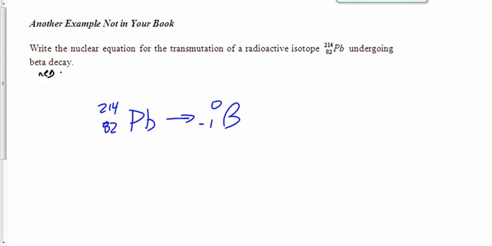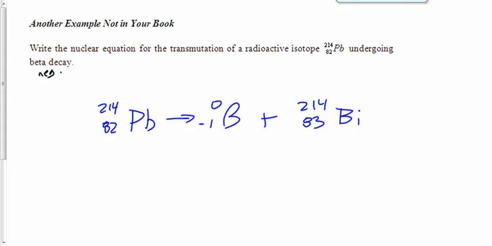My parent nucleus is lead-214. What's my daughter nucleus? Or my product? Well, 0 plus 214 gives me 214. Negative 1 plus what gives me 82? Be careful here. Negative 1 plus what gives me 82? Or 83. Probably the most common mistake that I see in this unit would be minus 1 plus 81 gives me 82. It doesn't. Now, if we look at our periodic table to find atomic number 83, I believe it's bismuth, Bi.